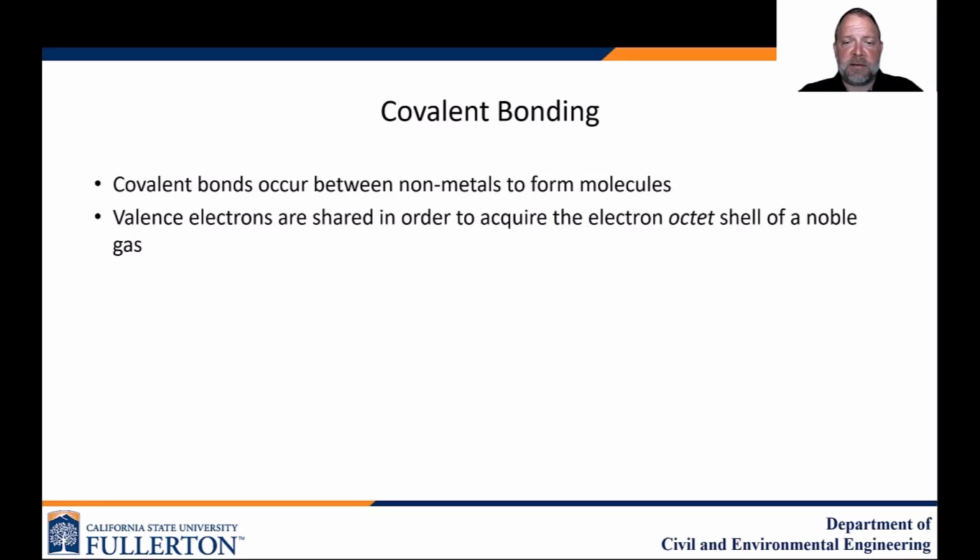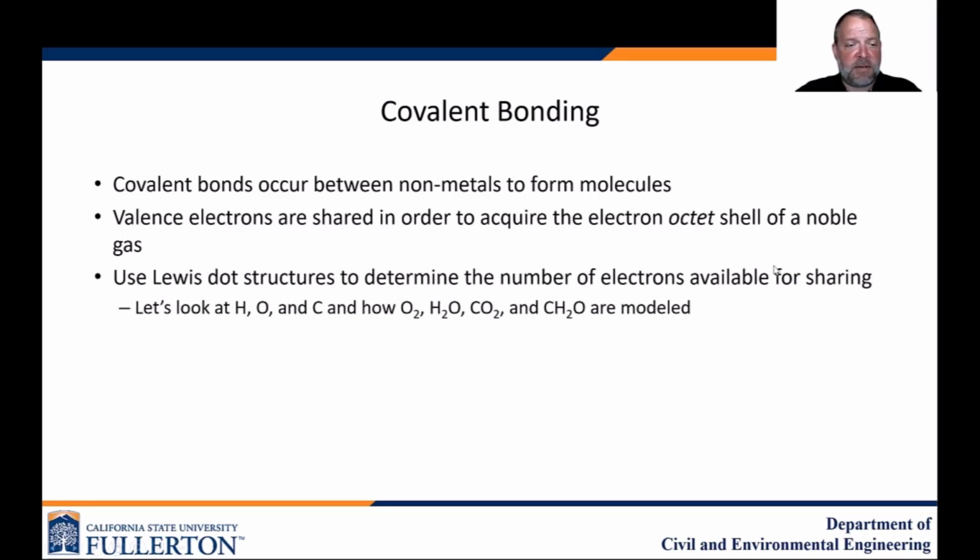Covalent bonds occur between nonmetals to form molecules. So you expect to see CO2, for example, is a covalent bond between two nonmetals. Valence electrons are shared in order to acquire the electron octet shell of a noble gas, with two exceptions: hydrogen and boron are other than 8. So most things like to have 8 in their outer valence electrons. Hydrogen and boron are the two exceptions.